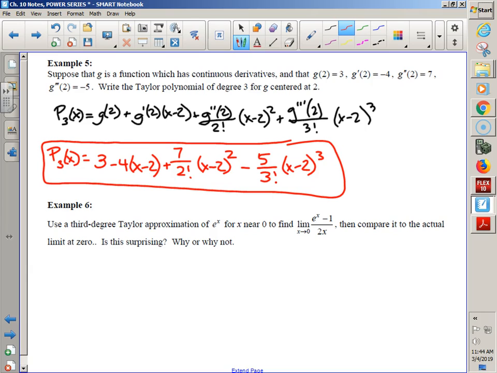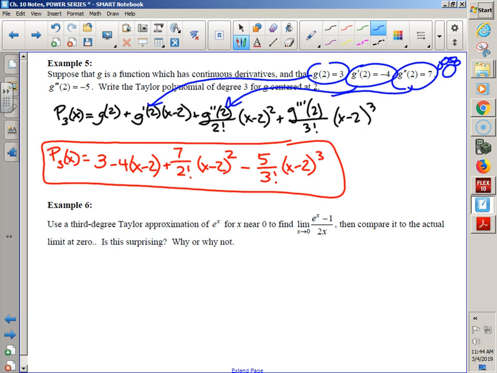Now, when this one says use a third degree Taylor approximation, we can't use it if we don't have it. Oh, yeah, sorry. Lo siento. We went for our clues. My words, I'm sorry, guys. And I went the wrong way.